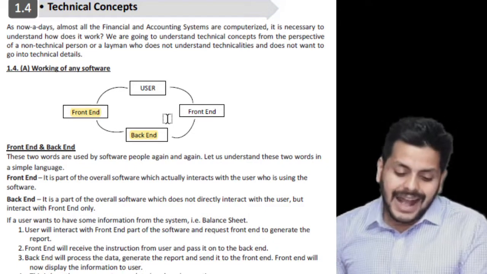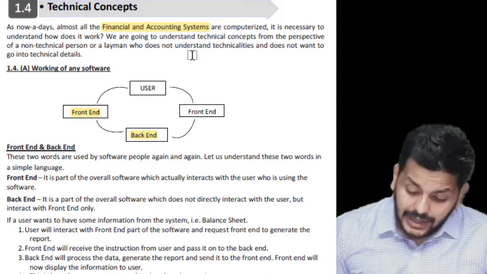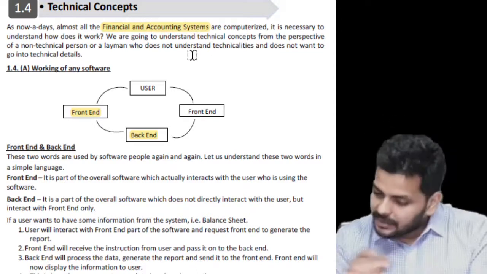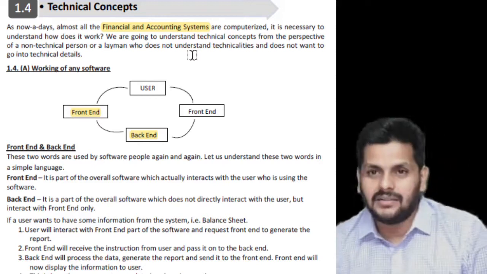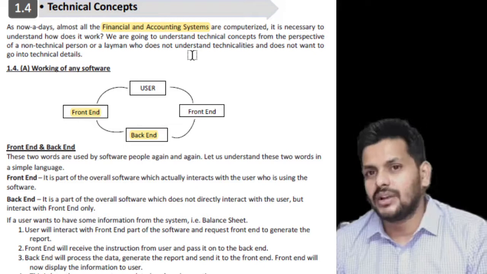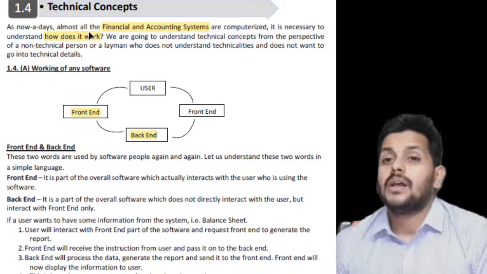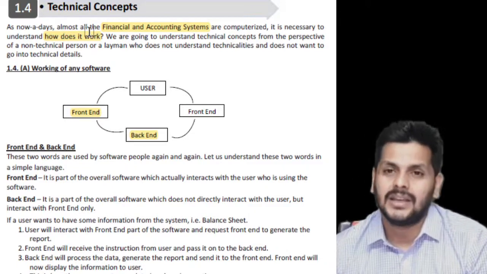Let's see. Nowadays almost all the financial and accounting systems are computerized, nobody maintains physical books of accounts, except for you guys who are maintaining all that. That's only till your exam. Once you are done, once you are into the practical world, nobody puts pen on paper and does anything. Everything is computerized. It is necessary to understand how it works. So for all of you who might have raised that question, sir, let the software work anyway, what's your problem?